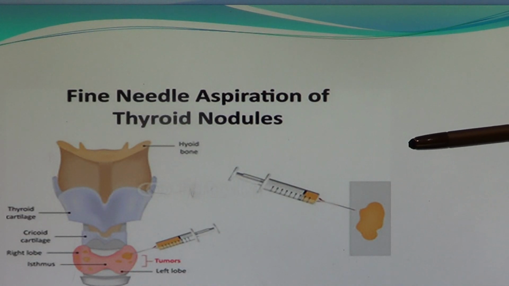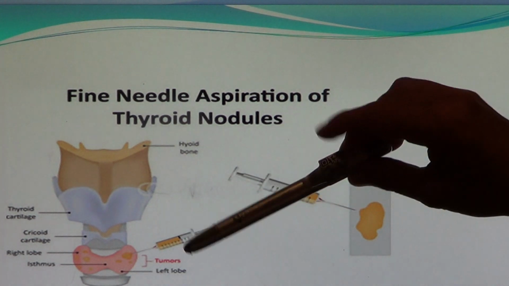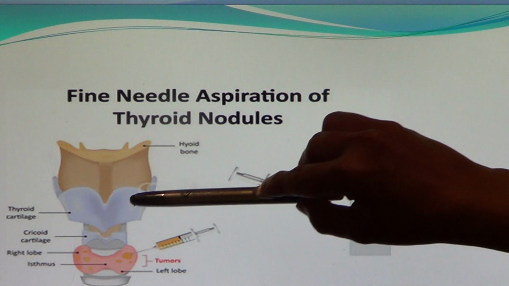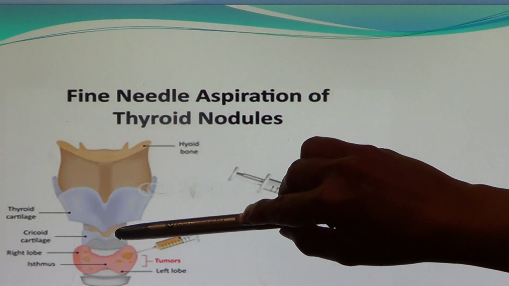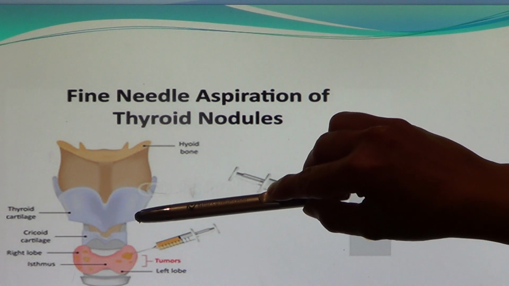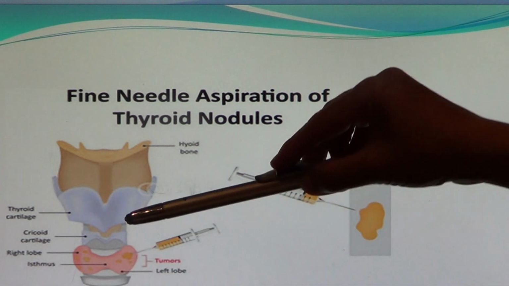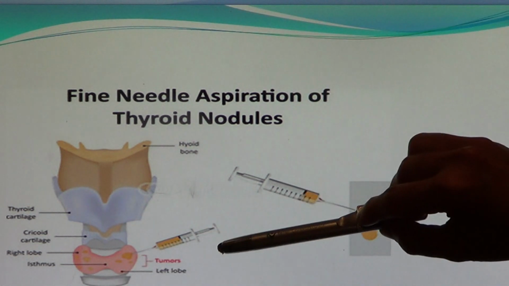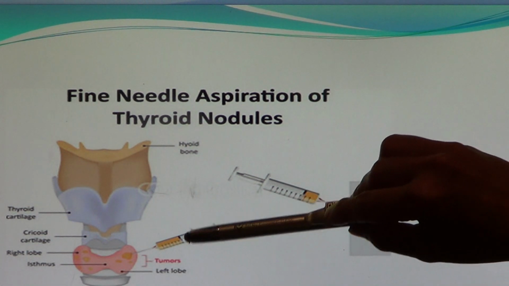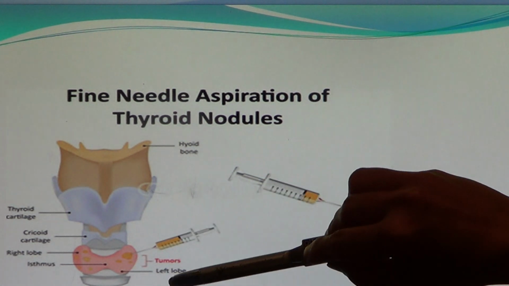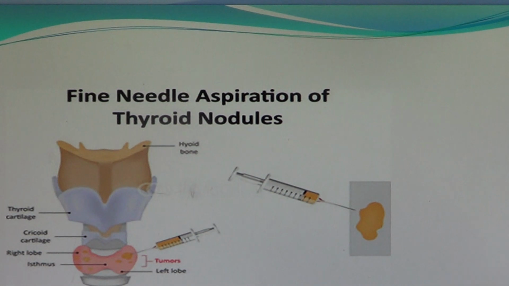In this slide, let's take a look at more structures which are related to the thyroid gland. These are the thyroid cartilage and cricoid cartilage. These two cartilages are placed in superior relation to the thyroid gland. The thyroid gland has 2 lobes which are connected with the help of the isthmus. You can see in this slide a needle which is going into the tumor of the thyroid gland.